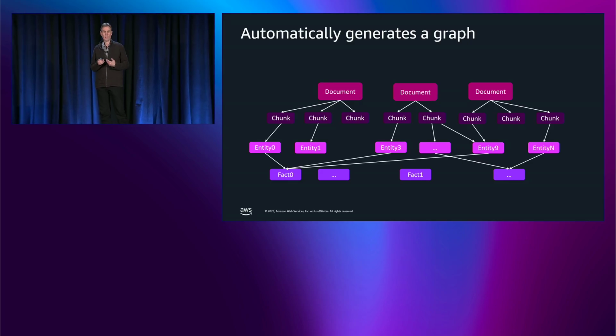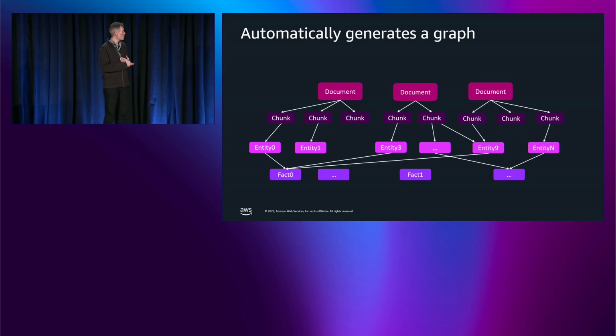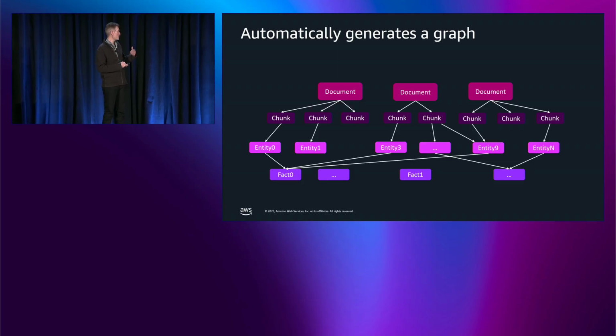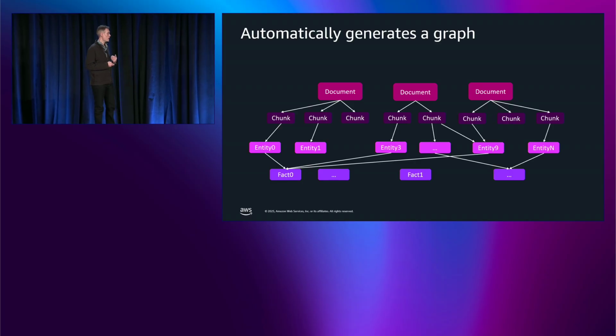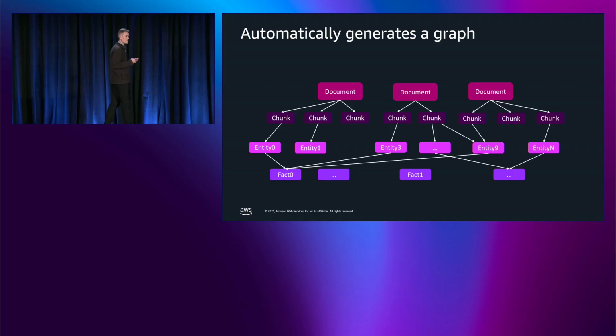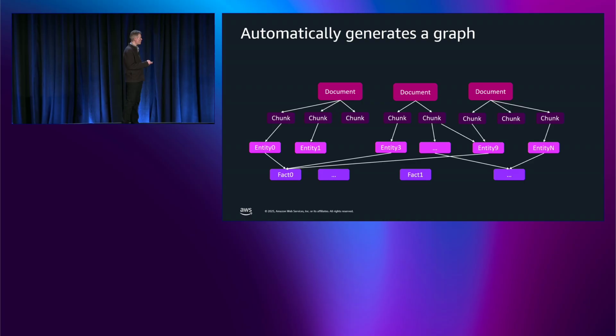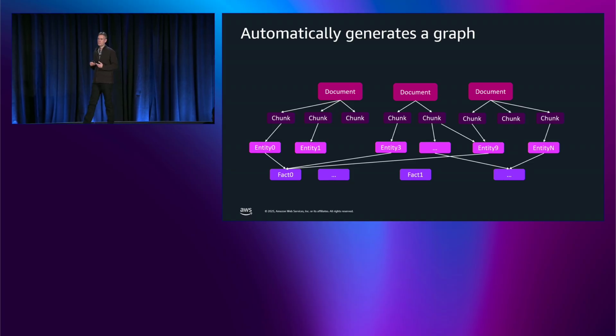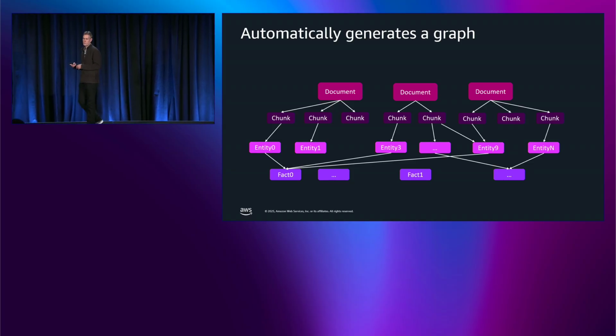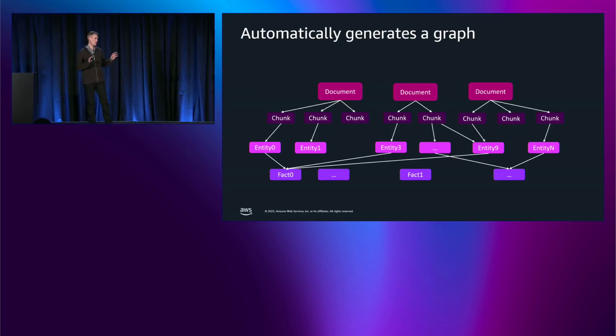So typically, a RAG application takes the documents and chunks the documents in some way, embeds, stores vectors along with those chunks. And in this case, when you use Bedrock Knowledge Base's GraphRAG, we also use an LLM to extract entities and facts that are occurring within those chunks. And so we automatically create a lexical graph behind the scenes. You don't need to have any graph expertise to be able to do that.